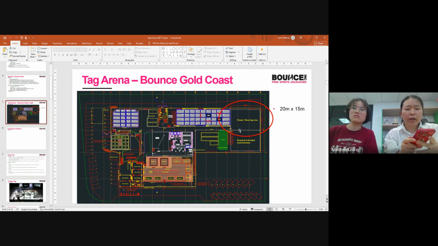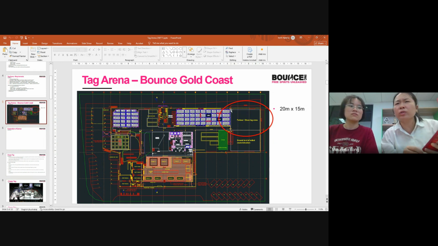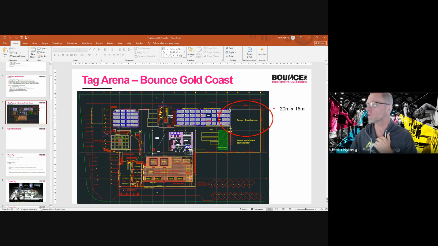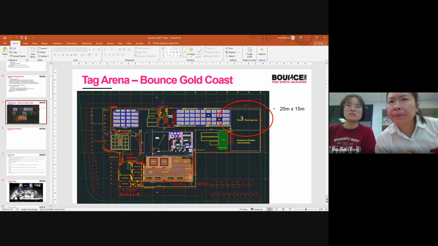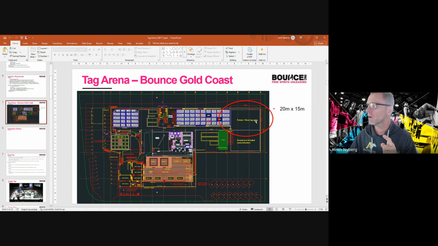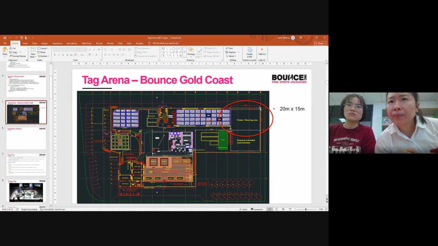So the total area is kind of 20 plus 15. It's like 300 square meters in total. Yeah. So the whole area is obviously this whole area going to the side, and just for the parkour chase tag area, it's 15 by 20 meters. Okay, so in total 600 square meters actually. Yes. Yeah. 600 square meters.